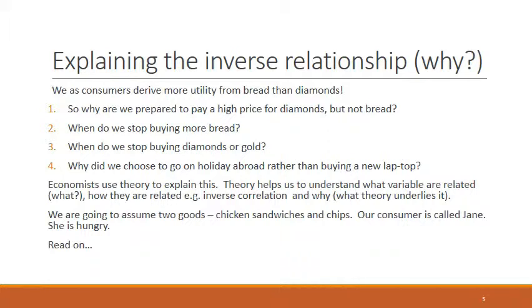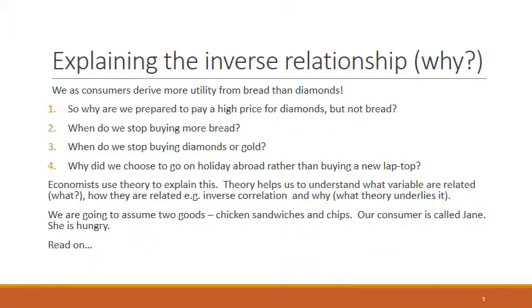This theory of marginal utility helps us to get around what's called the paradox of value, as put forward by the famous Scottish economist, classical economist Adam Smith. We tend to get more utility from necessary products such as water, for example, or bread, than luxury items like diamonds. But why are we prepared to pay a high price for diamonds and not bread?